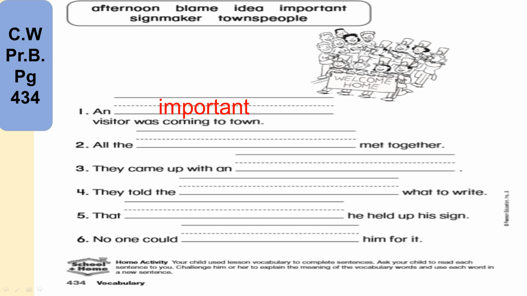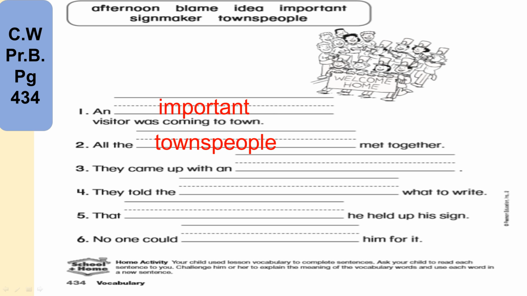So all the townspeople met together. Met is the past of meet. All the people in the town, they met together. So what do we call the people that live in the town? Who can tell me, kids? Do we call them sign maker, blame, or townspeople? Who can give me the correct answer? Yes, excellent, kids. Excellent, grade 2 students. All the townspeople met together.